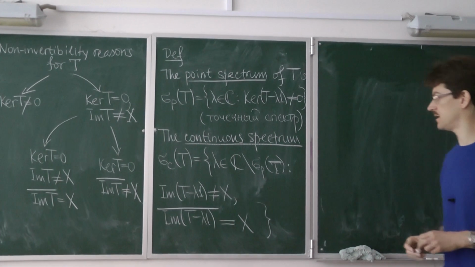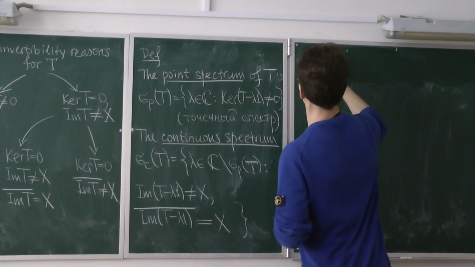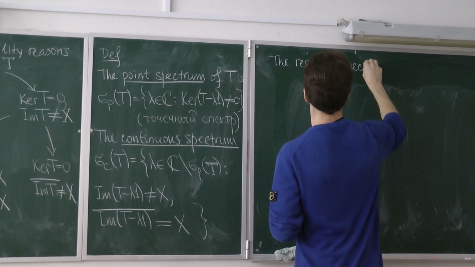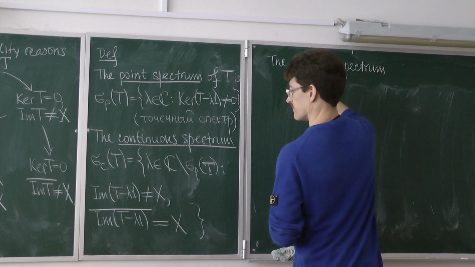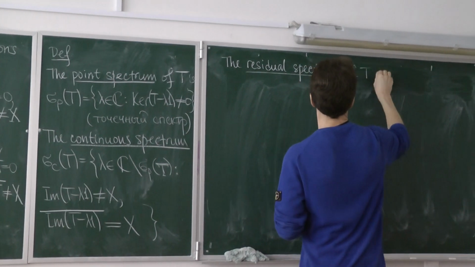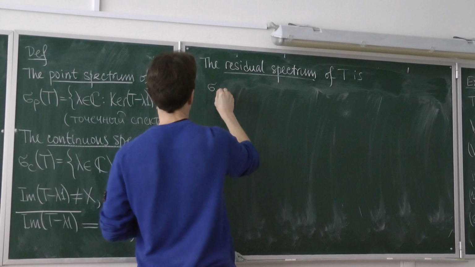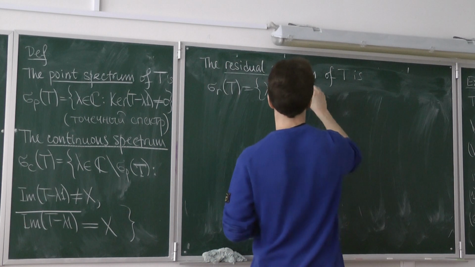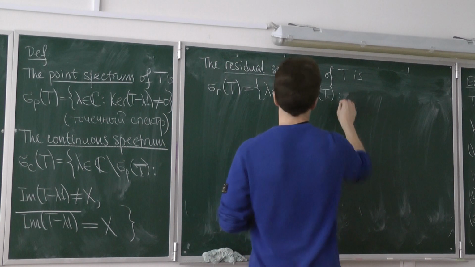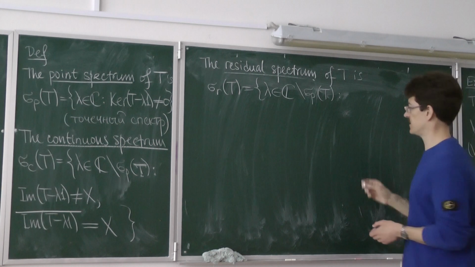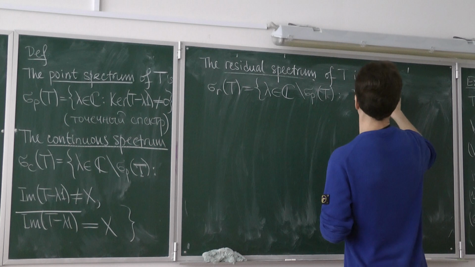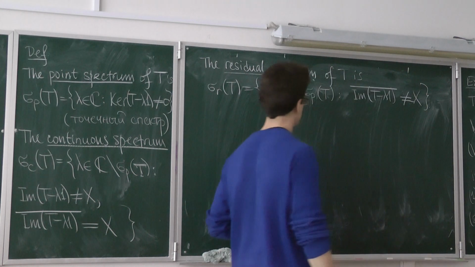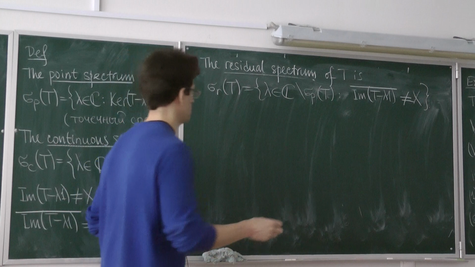And finally, we define the residual spectrum of T. And this is the set sigma R of T, which consists of those points lambda which are not in the point spectrum, and such that the image of T minus lambda is not dense in X. And the Russian for residual spectrum is остаточный спектр.